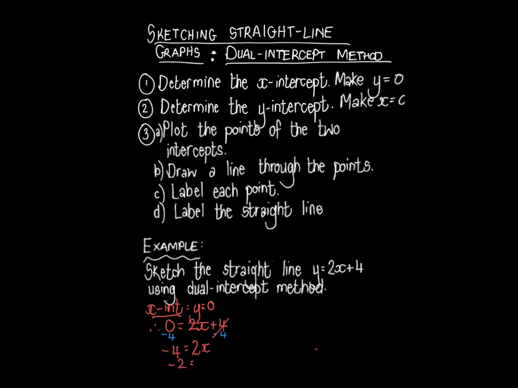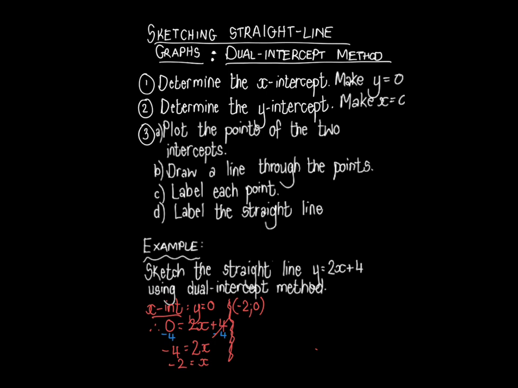So that's the x value of your x coordinate. So the x-intercept is actually the point, I'm just going to write it here, sorry I don't have space there, negative 2, 0, because remember what we said is that the y value should be 0.